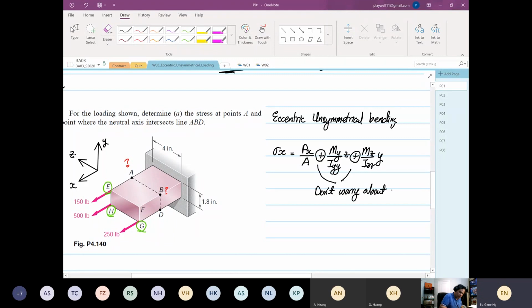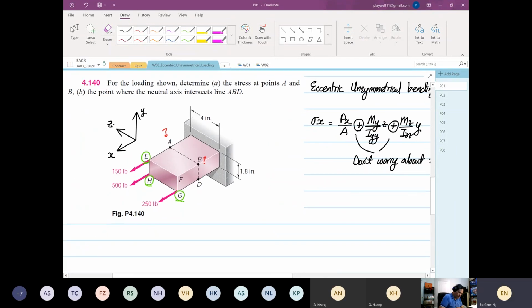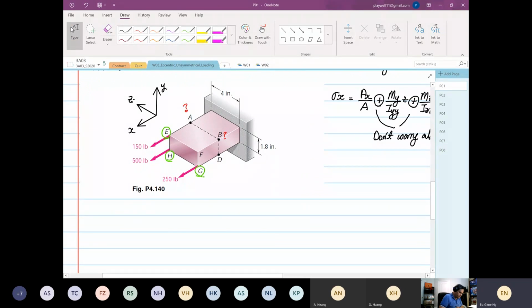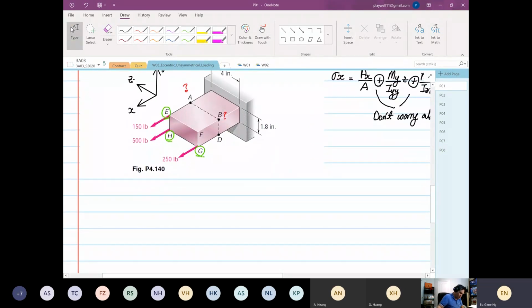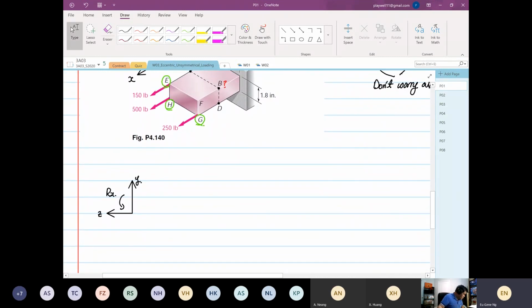Right. So the first thing we do, we're going to view this from the front. We're going to view it on the YZ plane. So I'm going to draw this on our YZ plane, and then the X is coming up and that's a rotation. Then we're going to sketch out the cross section.